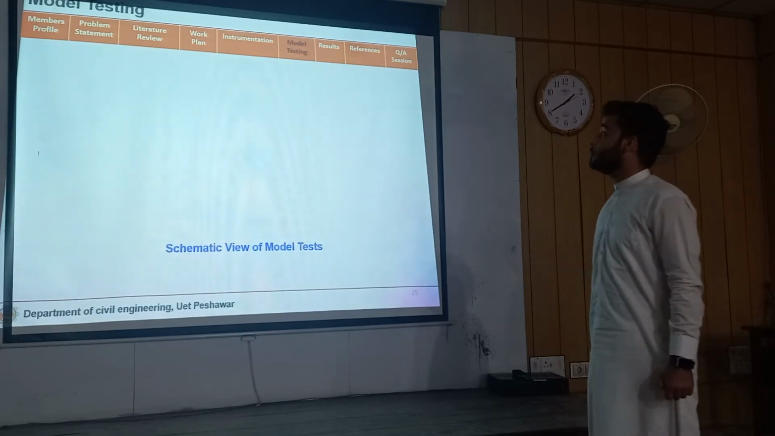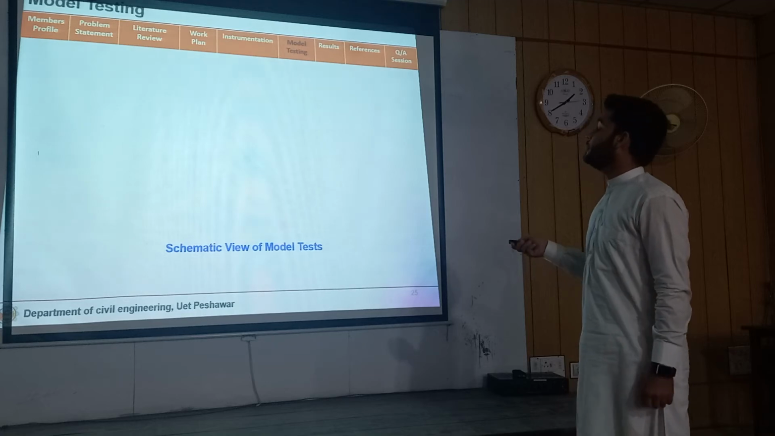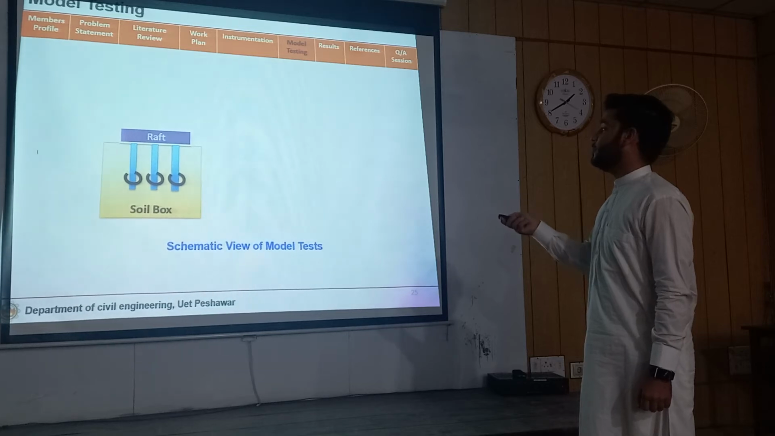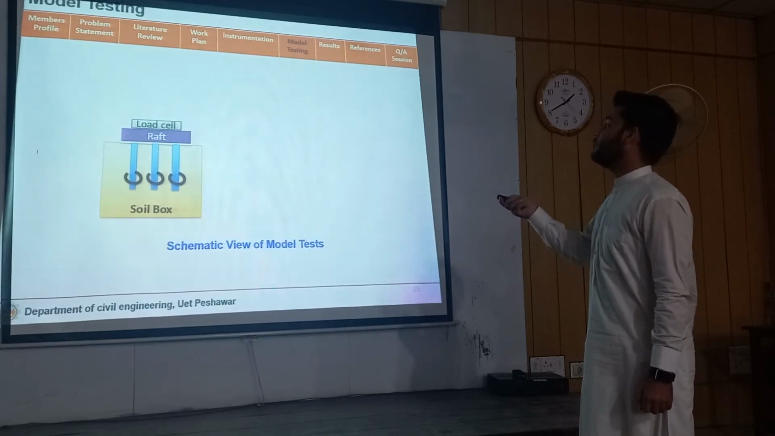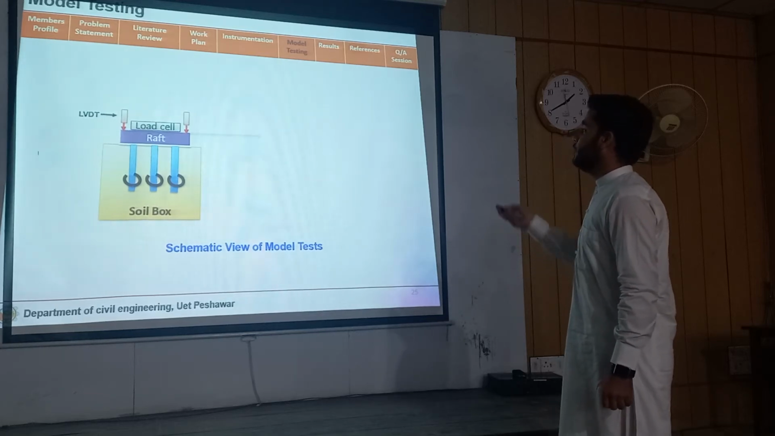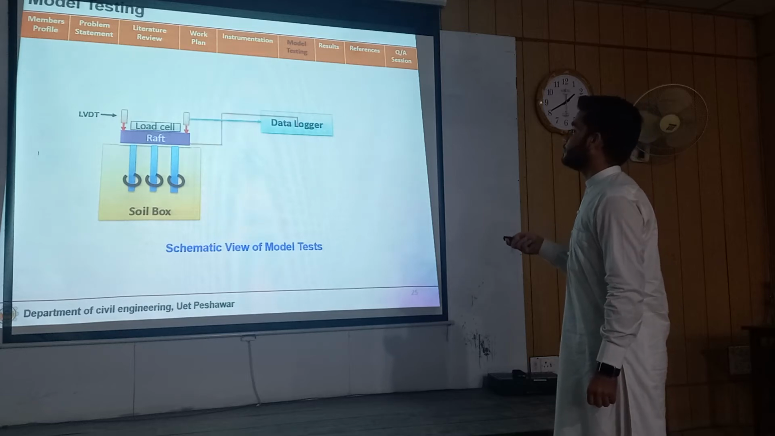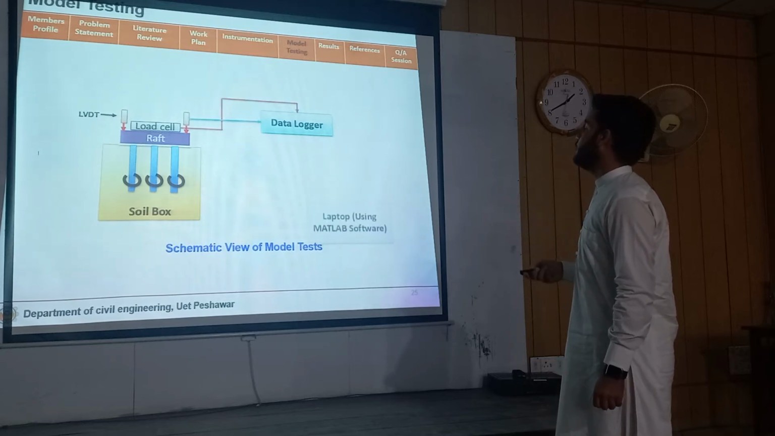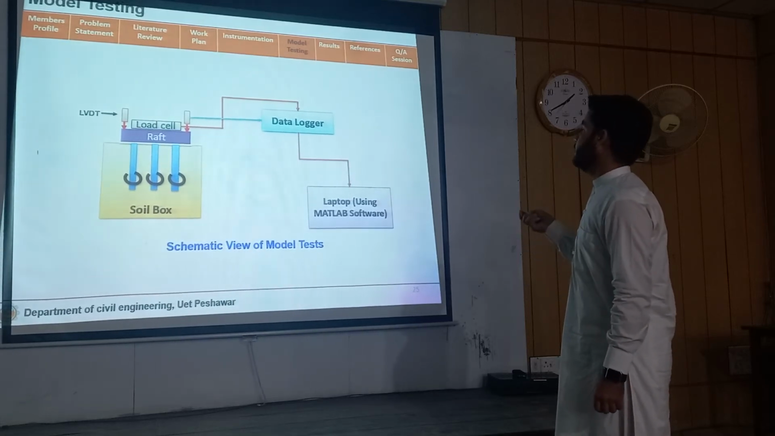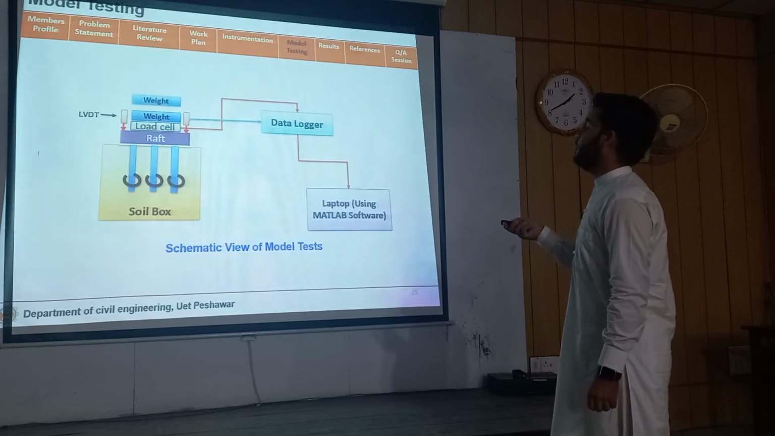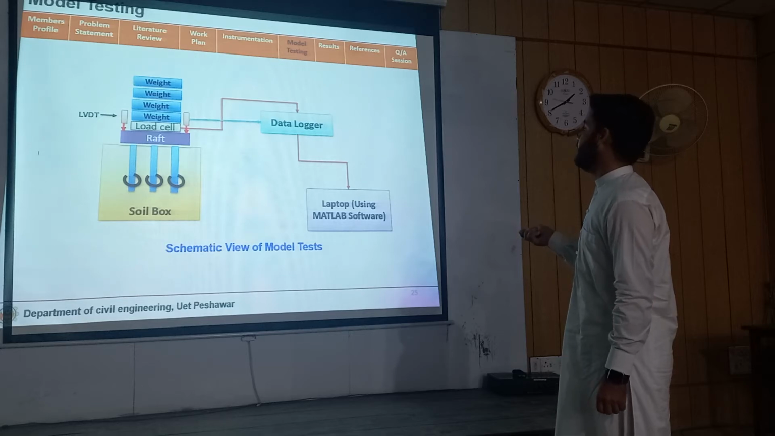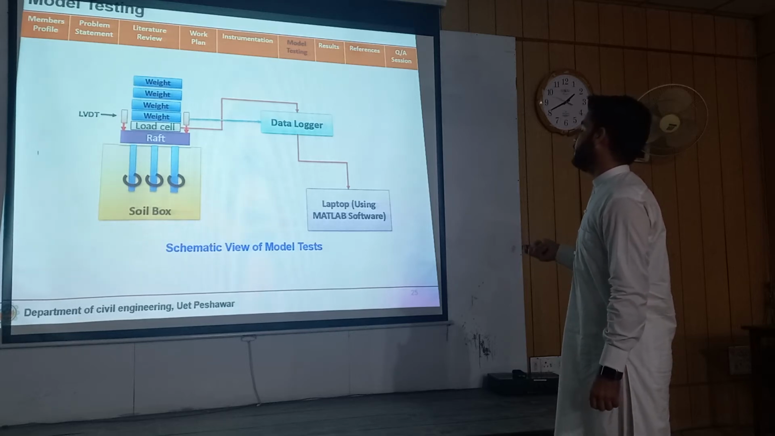Now I will explain the model testing with the help of this schematic view. First we emptied the soil box, considered the air pulvation, and then we placed the pile raft over it. After that we placed the load cell over it, and then we placed LVDTs at each corner in the vertical direction. We connected those LVDTs with the data logger, and then the load cell with the data logger. Then we connected the data logger with the computer having MATLAB software. We turned on the software and placed the load one by one in order at an increment of 16 kgs. After that, MATLAB gave us the values, we recorded those values, and we turned off the software.